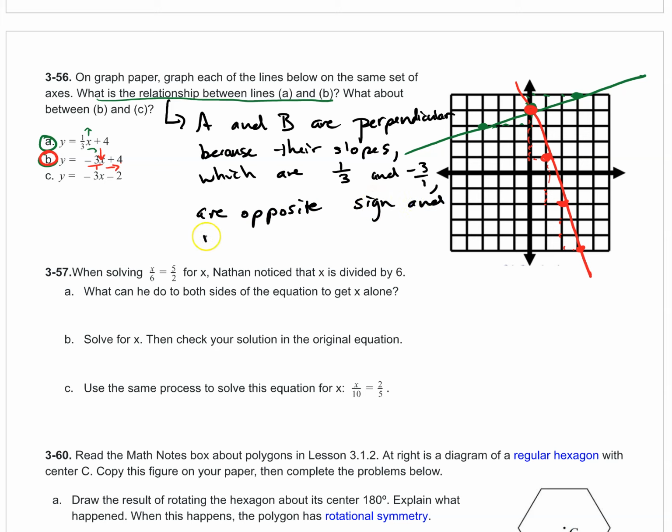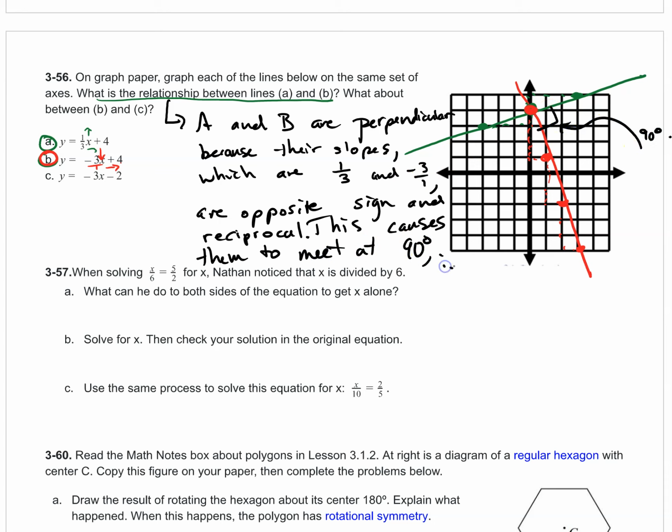And reciprocal. Reciprocal means flip, upside down. What this does is this causes them to meet at 90 degrees. So because the slopes are like this, this causes them to meet at 90 degrees. And i.e., if they meet at 90 degrees, they are perpendicular.